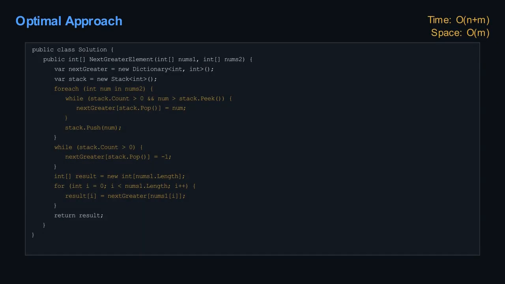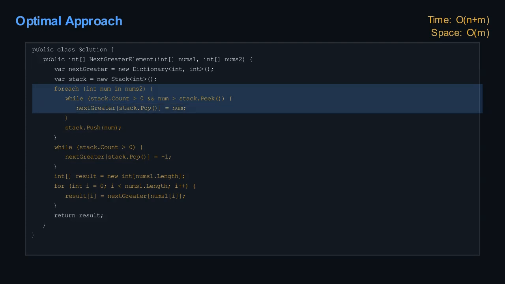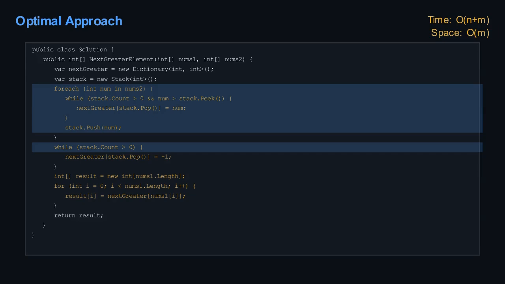The key insight is that we can process nums2 once with a decreasing stack, recording each element's next greater as we go. We declare a HashMap to store the answer for every value, and an empty stack. We iterate through nums2. For each number, while the stack is not empty and the current number is greater than the stack's top, we pop the top and set its map entry to the current number because we have just found its next greater. Then we push the current number onto the stack.